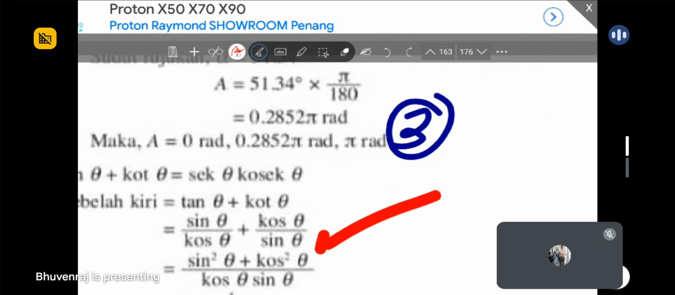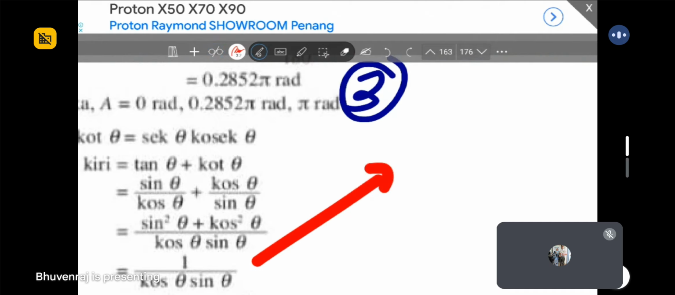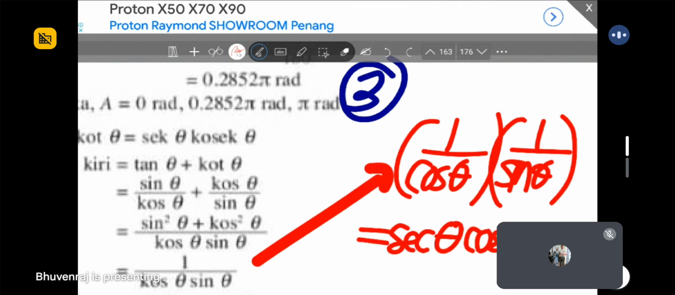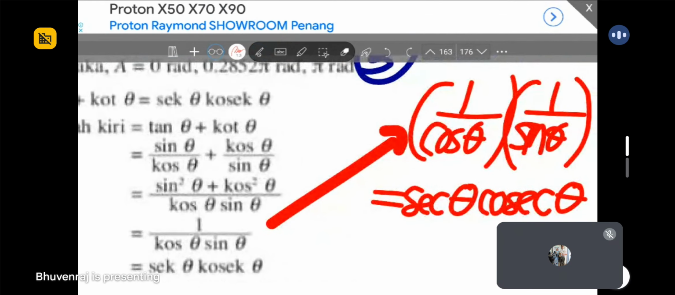So guys, sine square theta plus cos square theta, what is the answer that you get? Apa jawapan dia? Satu kan? Yes, it's always number 1. Okay, so you'll get 1 over cos theta sine theta. So over here, you can actually separate it. Kamu boleh pisahkan. So you will get 1 over cos theta times 1 over sine theta. Okay, so 1 over cos theta, the answer is secant theta. 1 over sine theta, jawapan dia cosecant theta. So guys, we have already proven it. Okay, kita dah buktikan. Alright, are you clear on it?